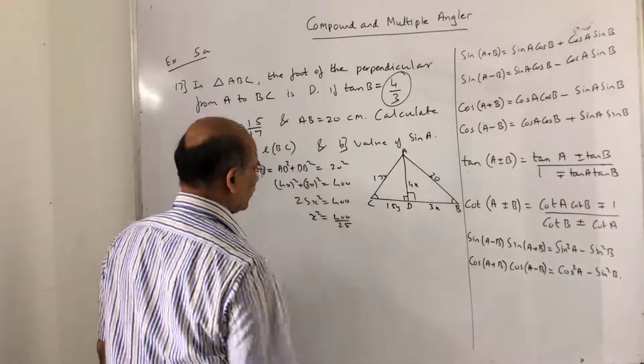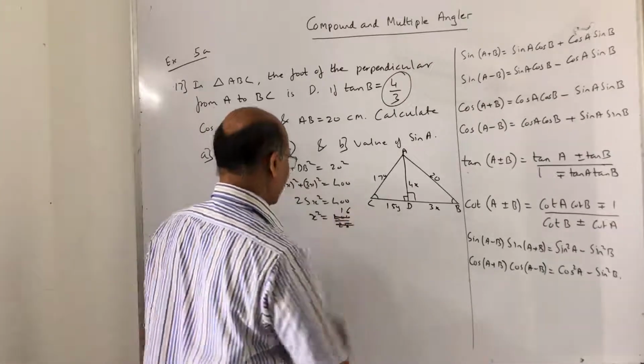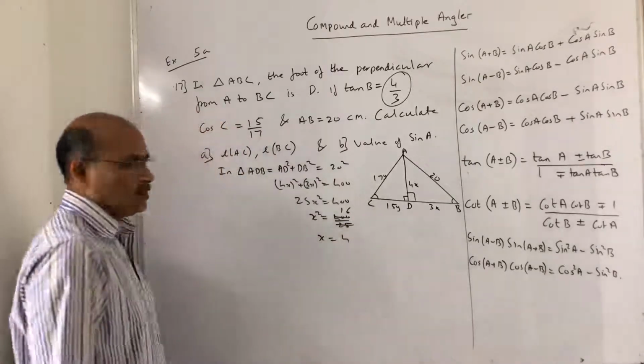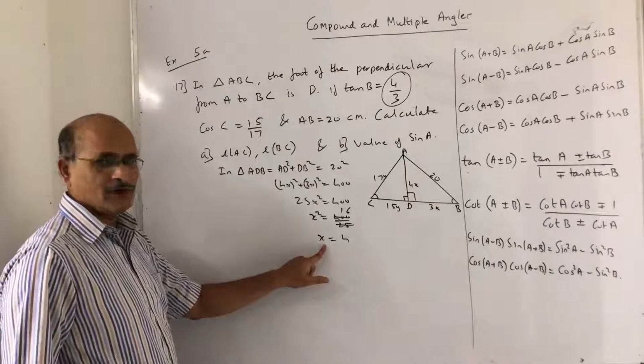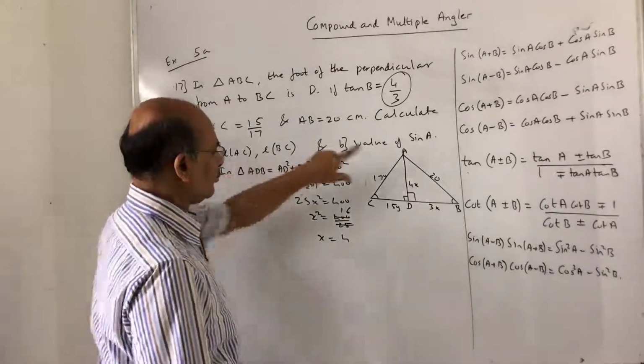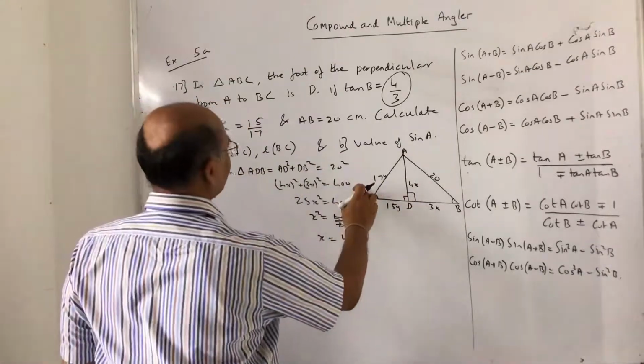If 25x square is 400, so x square is nothing but 400 divided by 25. How much is 400 divided by 25? 25 16s are 400. So x is nothing but 4. So once you get x as 4, my work is over. So first thing is AC I have to find still. By the way, is anything else given to you?